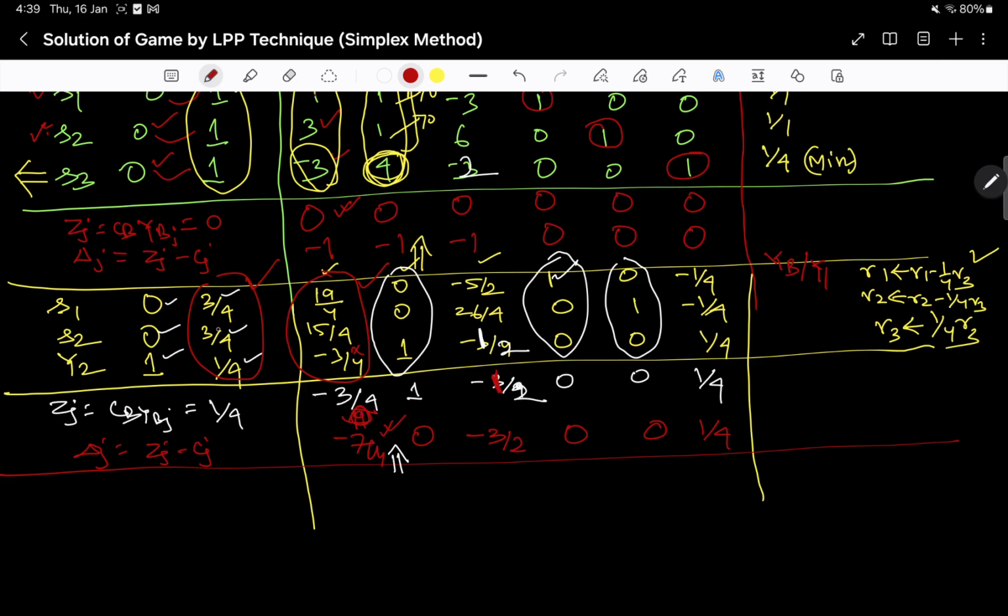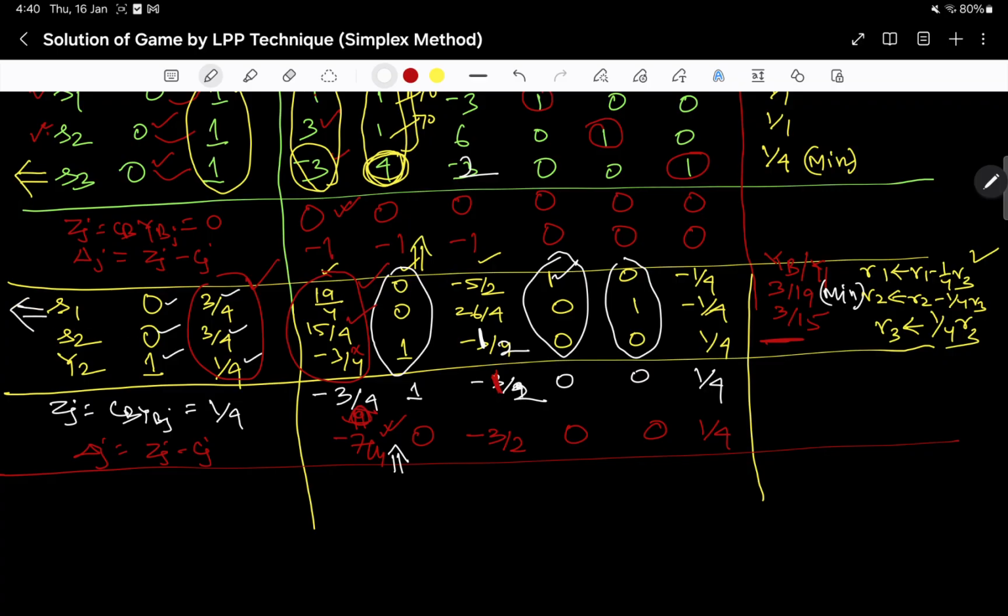So now finding the ratio, 3 by 4 by 19 by 4 is 3 by 19, and here it is 3 by 15, and it will not take part in the ratio. So the minimum ratio here is this. So this will leave the base.